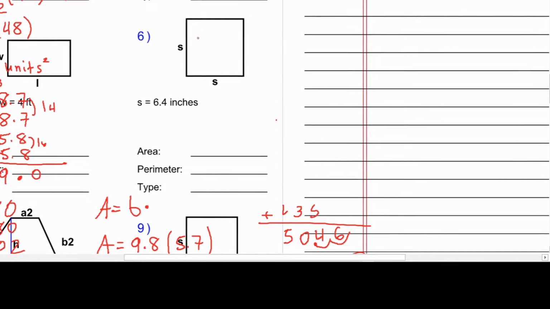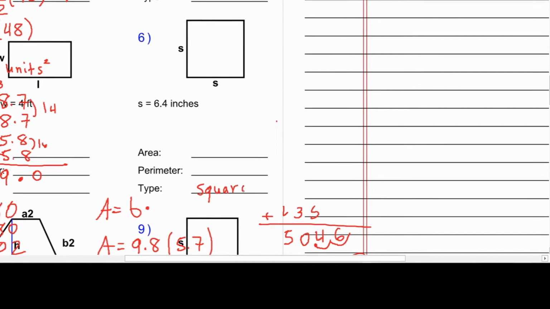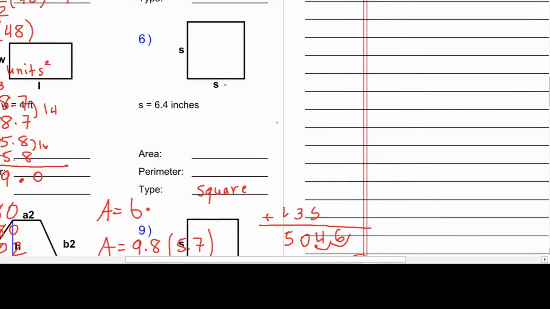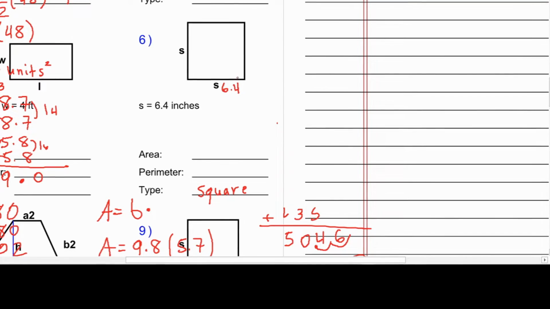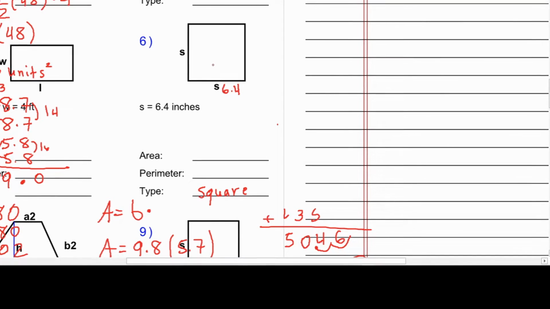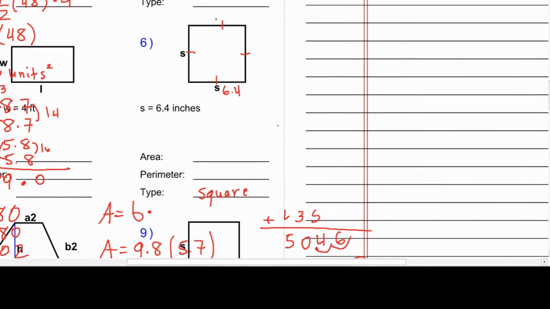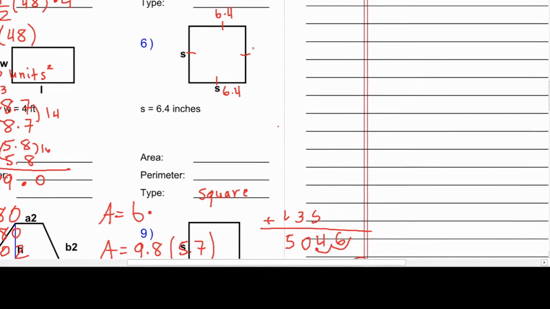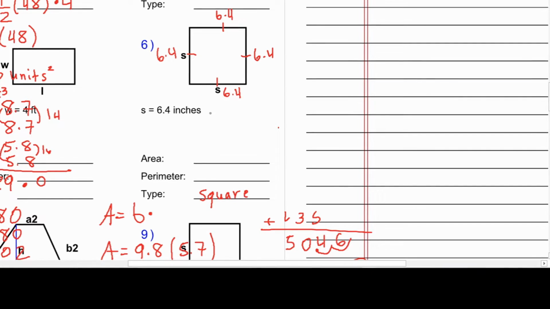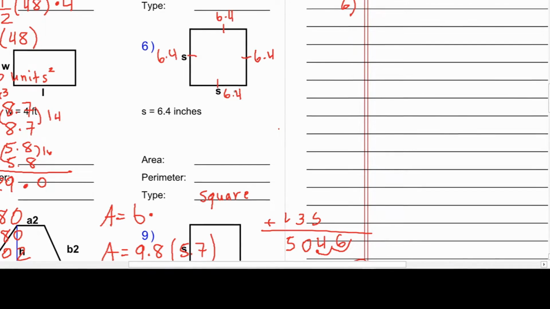So right here for number 6, we can see we have a square, and one of its sides is 6.4. To find its perimeter, instead of making use of that long formula up there, we just have to realize that all the sides in a square are equal. So if one's 6.4, they're all 6.4. And so in order to find its perimeter, we're simply going to add up all of its sides.